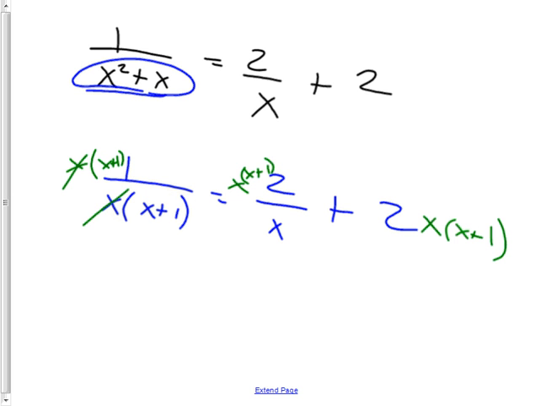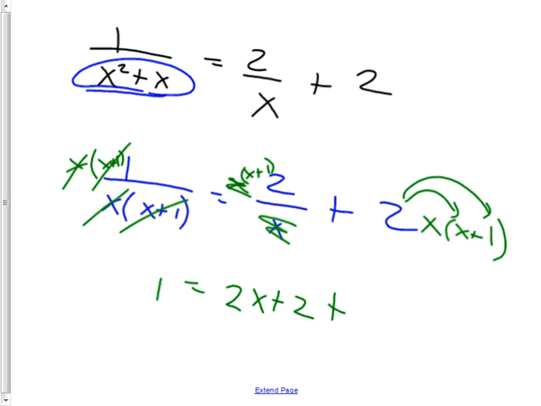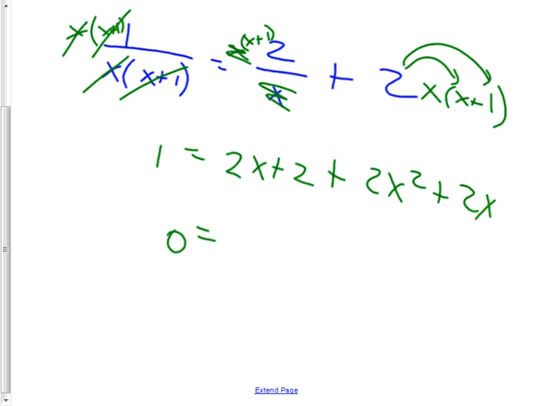That cancels that, and that cancels that. So 1 equals, that x cancels that x, and don't forget to distribute this now. 2 times x plus 1 is 2x plus 2, plus, and distribute that out, 2x squared plus 2x. And then it's just about getting it all onto one side and setting it equal to 0. And then again, with quadratics, it's either factor or quadratic formula.